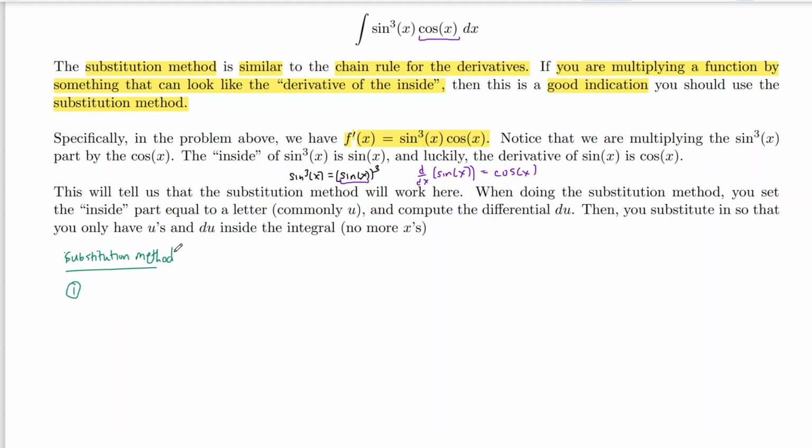And you set u, or a different letter, but it's commonly u. You set it equal to the inside function. So for our problem here, what I identified was that the u should be sine of x. So I say u equals sine of x.